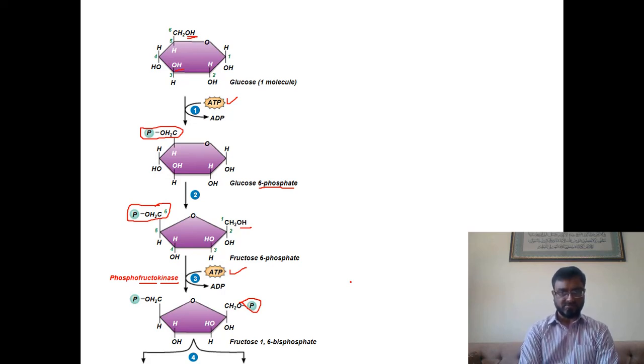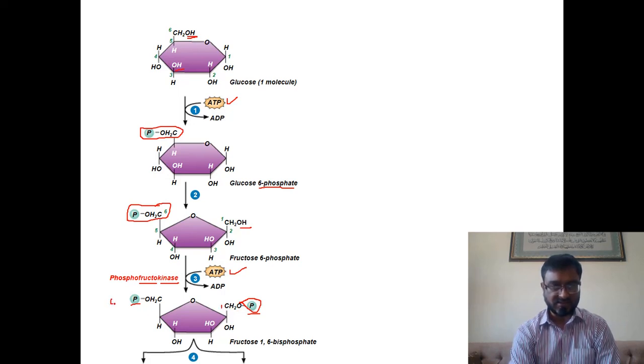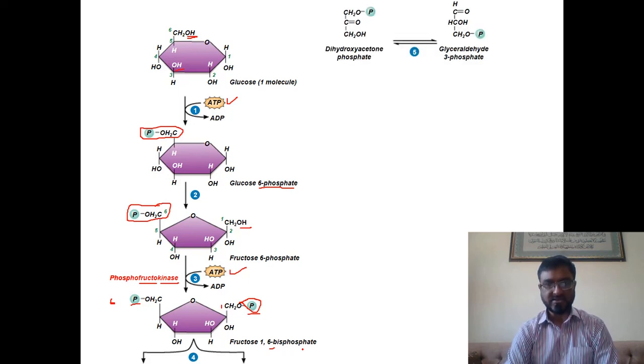So here we are: glucose 6 phosphate, fructose 6 phosphate, fructose 1,6 bisphosphate, because there are two phosphates. So what will be the name? Fructose 1,6 bisphosphate. Why is this 1,6? Because phosphorus is attached at the first carbon and at the 6th carbon. Two phosphates are available, bisphosphate. So up till now, fructose 1,6 bisphosphate is produced.